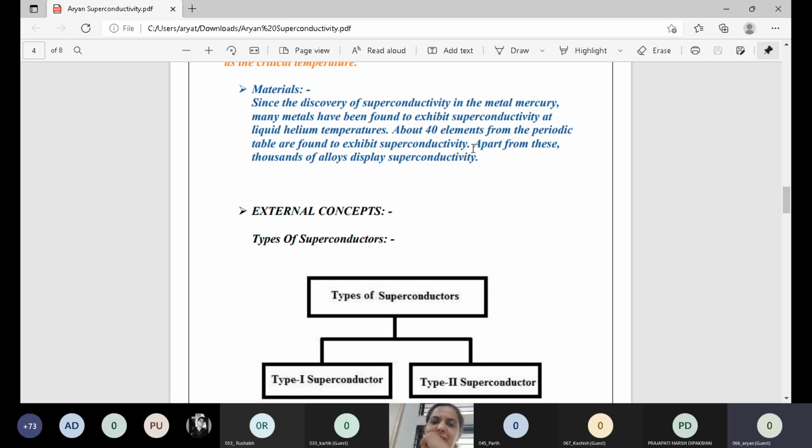Friends, not only this, apart from this, we have thousands of alloys which show such superconductivity.